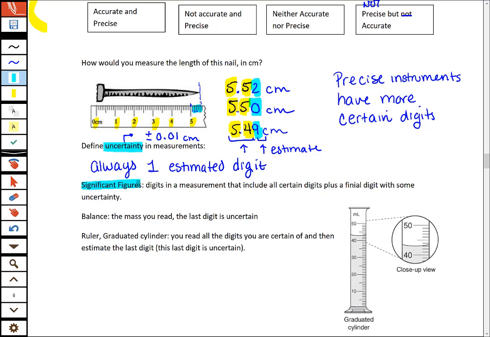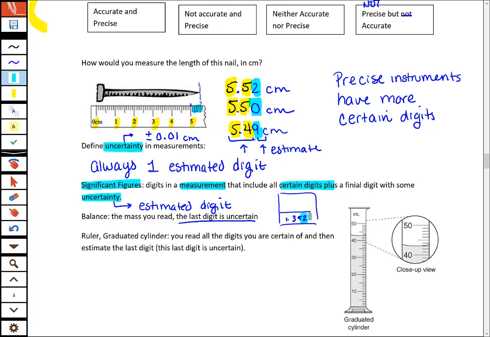So your significant digits are all digits in a measurement that are all the certain ones plus the final uncertain one, right? So it's all your certain digits plus your estimated digit. Now, when you read your balance, if the balance is digital, it is automatically going to give you the last digit as the uncertain estimated digit. So if your balance is reading 1.392, this is automatically the estimated uncertain digit. So you don't have to do a lot with balances. But for rulers and graduated cylinders, you need to do a little bit more work.